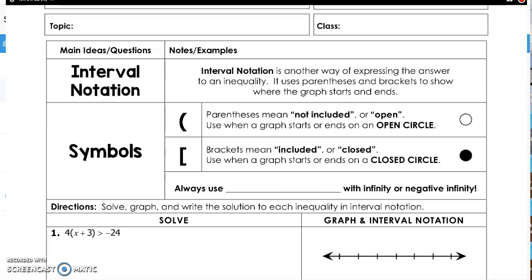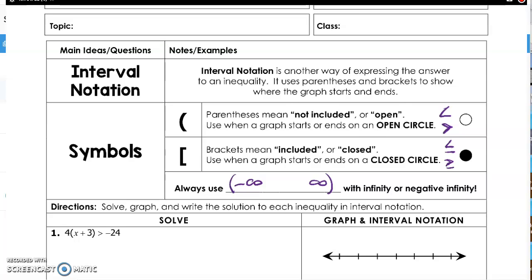You're still going to have your answer with an equality sign, you're going to graph it, and then you're going to use interval notation. When we use interval notation, if we have an open circle, which means we had a less than sign or a greater than sign, then you use a parenthesis. Brackets mean you have less than or equal to, greater than or equal to, because a closed circle means you include the number. With infinity or negative infinity, you are always going to have a parenthesis. So it will look like this: parenthesis, negative infinity, and then infinity and a parenthesis. You always have a parenthesis with infinity because you can't technically reach infinity.